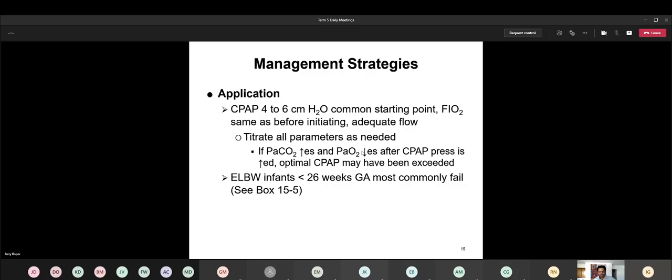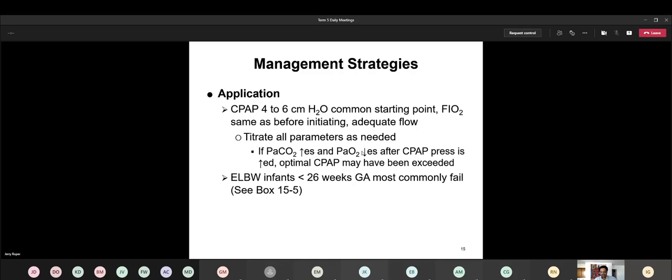So where do we start? If they don't tell you where to start, and they usually will have their preference, they're writing the orders where they want you to start the CPAP. Well, let's say they don't do that, they just leave it up to you. Then you may want to start anywhere from 4 to 6 with your CPAP. And if you're using one of those infant flow systems, then as we were seeing, you're going to have to turn up the flow as necessary to generate the amount of pressure that you need.